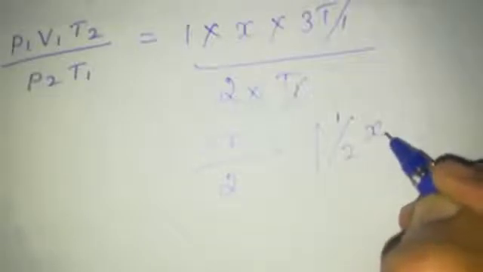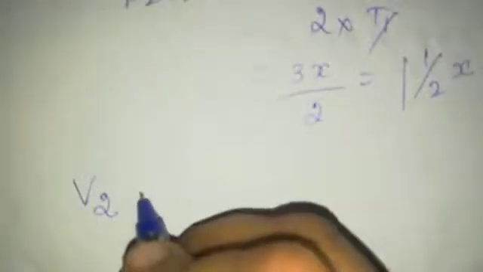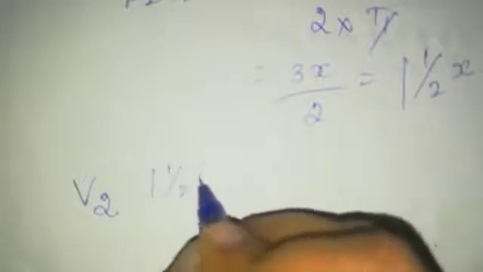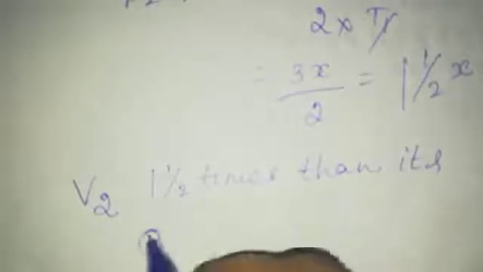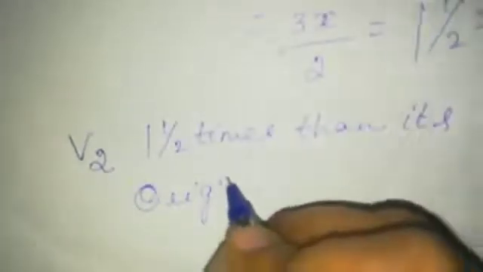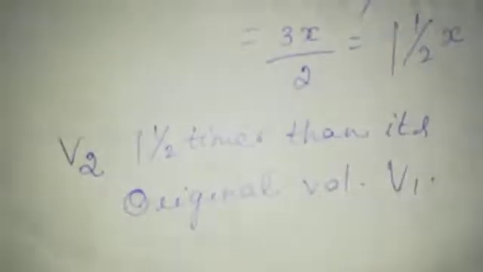So your final volume of the gas is going to be 1.5 times its original volume. So your V2 volume is going to be 1.5 times than its original volume, that is V1. I think you understood this problem.